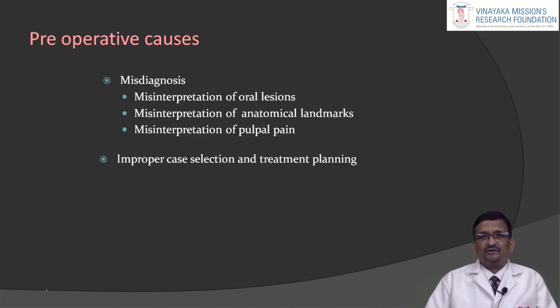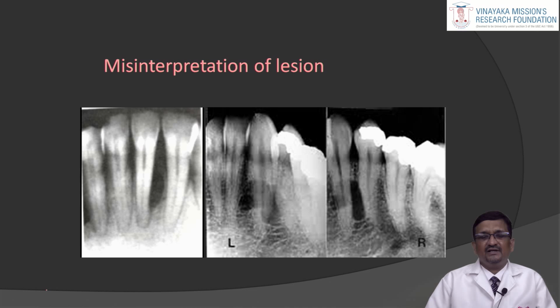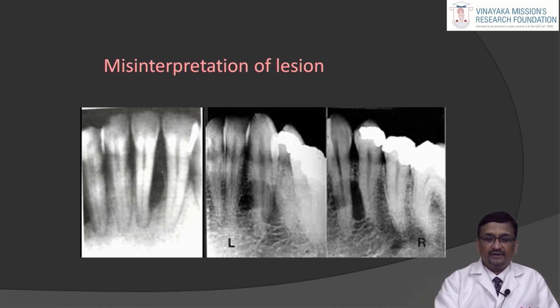So we'll go for pre-operative causes. How can we make a judgmental error? Misdiagnosis. Yes, we can make misdiagnosis by misinterpretation of oral lesions, misinterpretation of anatomical landmarks and misinterpretation of pulpal pain, meaning referred pain. And there can be cases of improper case selection and even treatment planning which can end up in failure. So this is just a small example where you can see a periodontal cyst, lateral periodontal cyst. I'll just show you here. I think you people can see it.